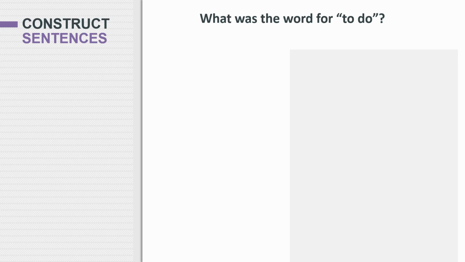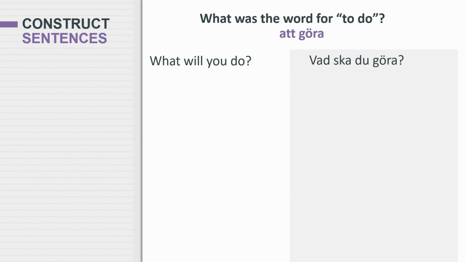So what was the word for to do? How do you say that? Att göra. Göra. And if you want to change it so you can use it in the present form, you would say gör. So jag gör, han gör, and so forth. So how would you translate what will you do into Swedish? What will you do? Well, if you're unsure about will, we said we could use the word ska. So vad ska du göra? What will you do?